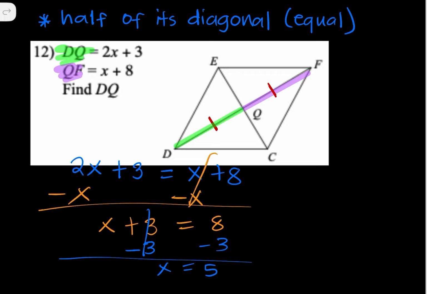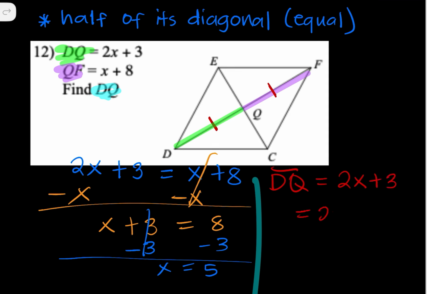And going back to the question, we are asked to find DQ. So let's go ahead and find the measure of DQ. So DQ is equal to 2x plus 3. So 2 times the answer that we got, which is 5, and then plus 3, our final answer, DQ, is equal to 13.